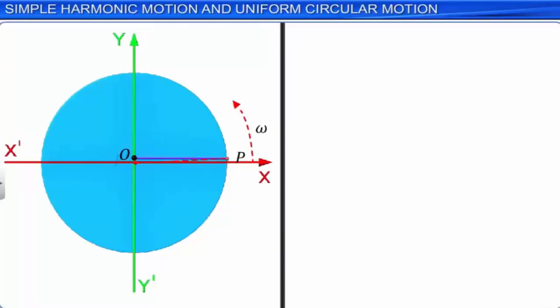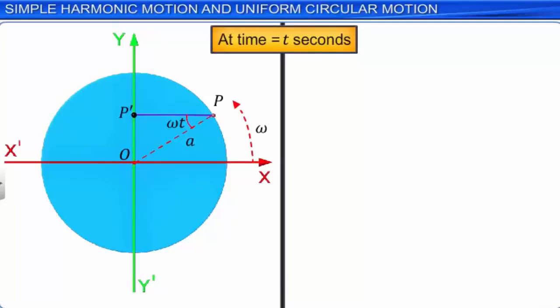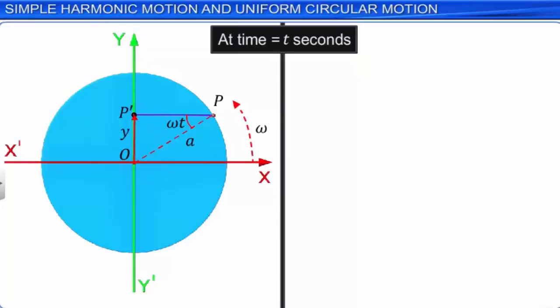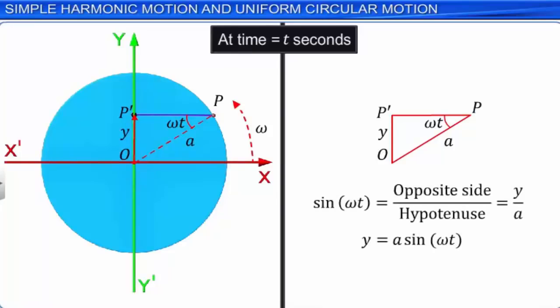The displacement of the projection of the particle, y, is then obtained using trigonometric ratios of the right-angled triangle thus formed. Sine of the angle omega t is the ratio of opposite sides, which is the displacement of the projection of particle P', that is, OP', represented as y, to the position vector of the particle OP, whose magnitude is equivalent to the radius A of the reference circle. Thus, we get y is equal to A sine omega t.